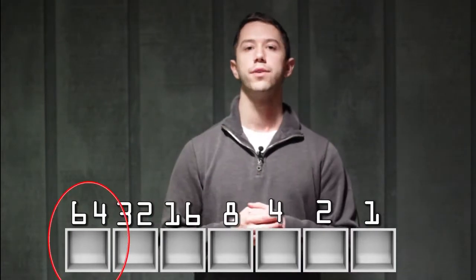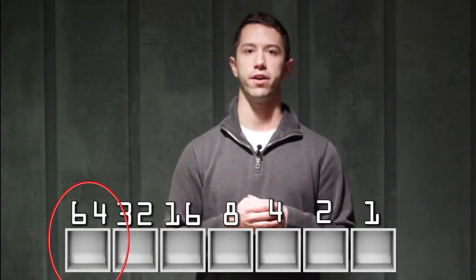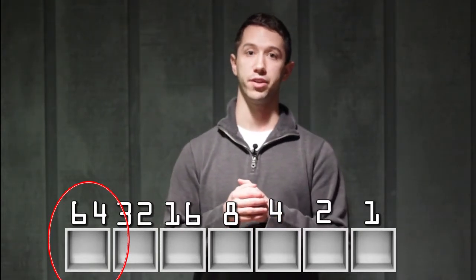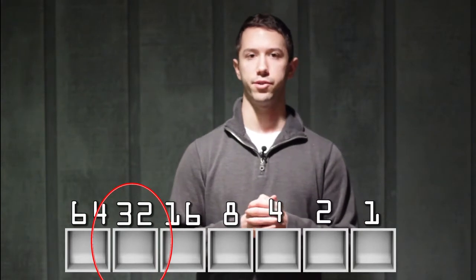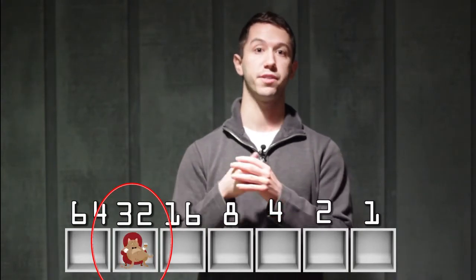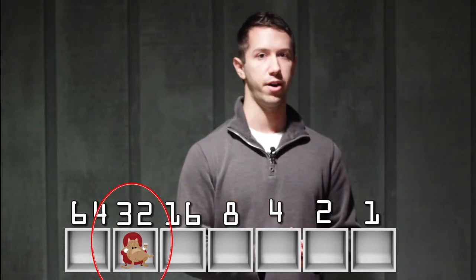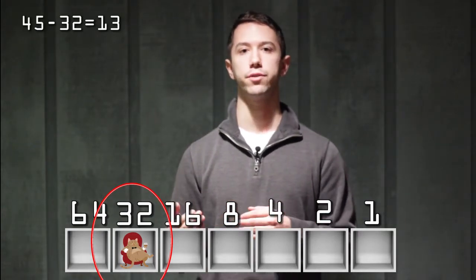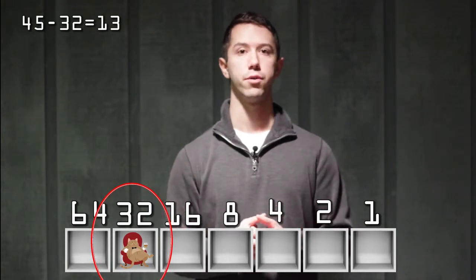2 to the 6 is 64, which is greater than our number, 45. If we had chosen 5, 2 to the 5 is equal to 32, which is less than 45. Starting from the left, we fill in the cubby holes that are less than our target number, and then subtract the represented number from our target number. You cannot subtract 64 from 45, so we're not going to fill that cubby hole in, leaving it empty. The next number is 32. We are going to fill this cubby hole in because it's less than our target number, which is still 45. Then, we're going to subtract 32 from 45 to give us the next number, which is 13.